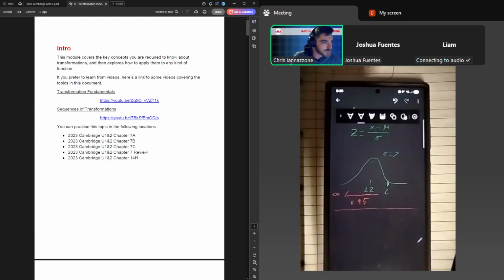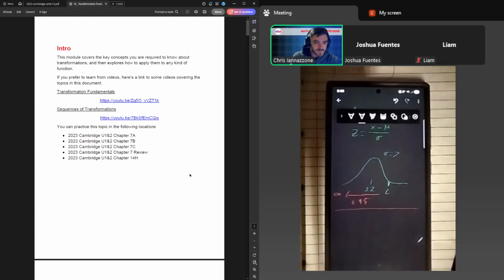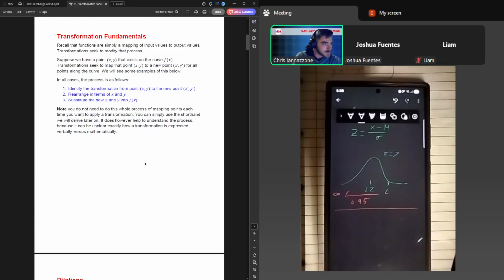So the topic for today will be transformations. We'll be covering the intro to transformations, which is basically 7A through C when it comes to the Cambridge book. We'll be looking at what are essentially the fundamentals in there. So let's take a look.